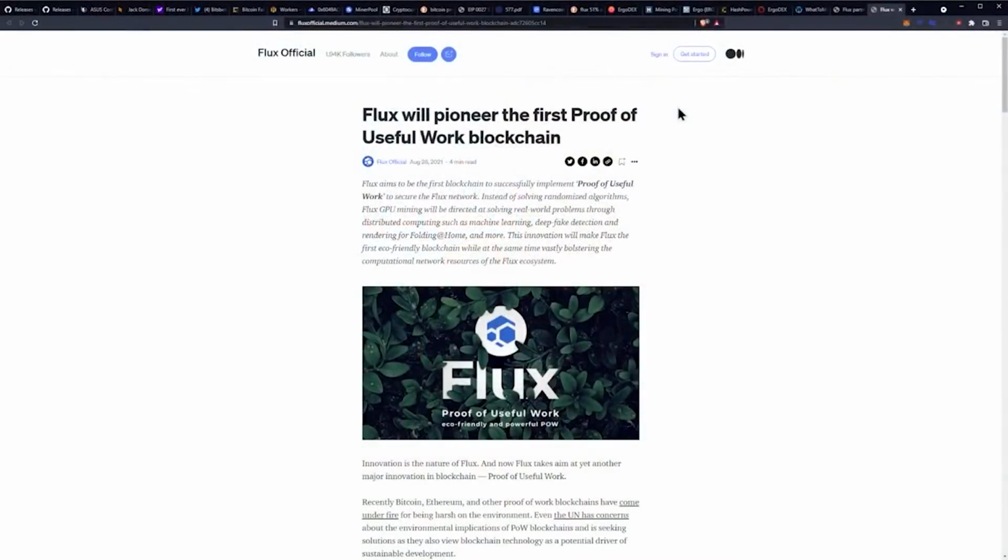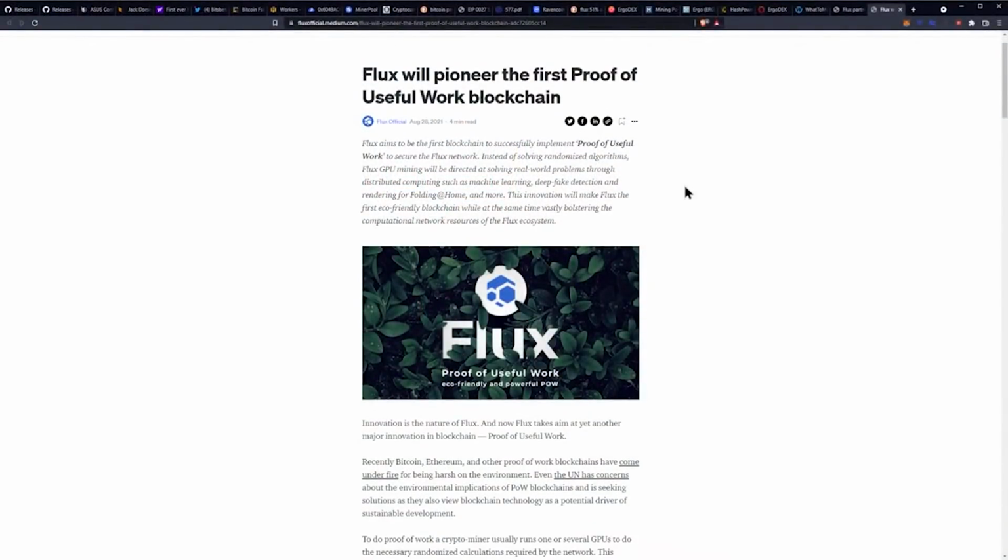Let's go ahead and talk about proof of useful work today. So Flux will pioneer the first proof of useful work blockchain. Flux aims to be the first blockchain to successfully implement proof of useful work to secure the Flux network. Instead of solving randomized algorithms, Flux GPU mining will be directed at solving real-world problems through distributed computing, such as machine learning, deep fake detection, and rendering for Folding@home, and more.